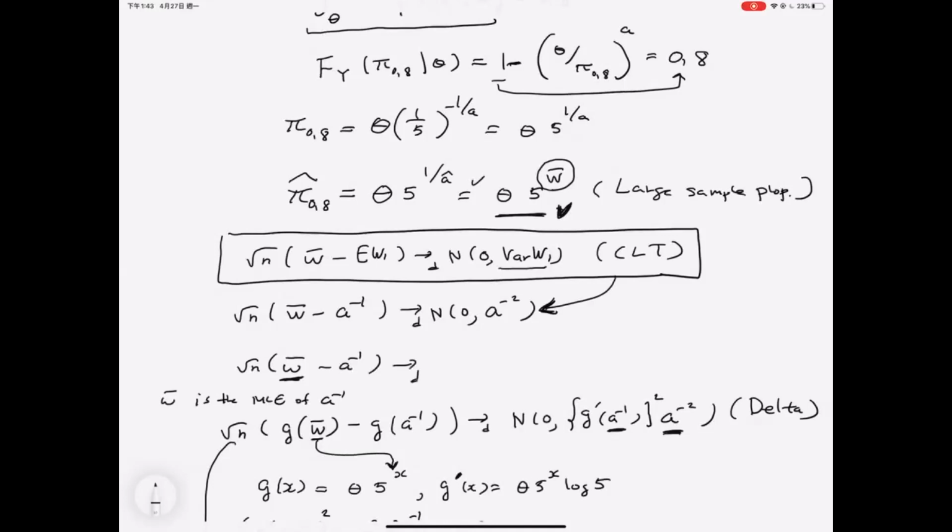Remember the property of MLE? You can actually derive this using the property of MLE, whose variance is I1 inverse, then inverse theta. Or you could just say A, actually it doesn't matter at all.